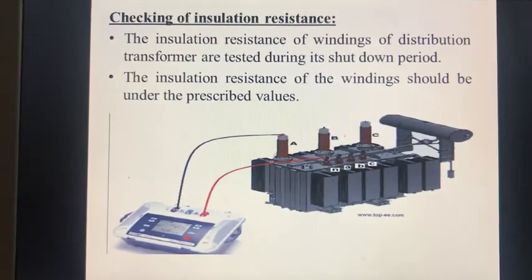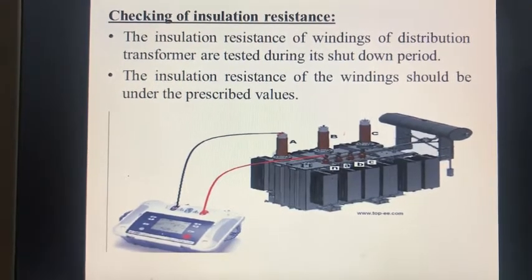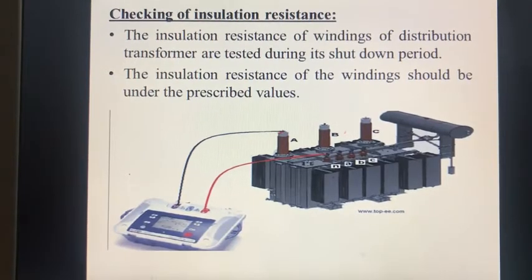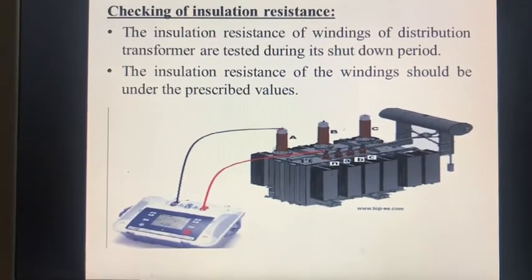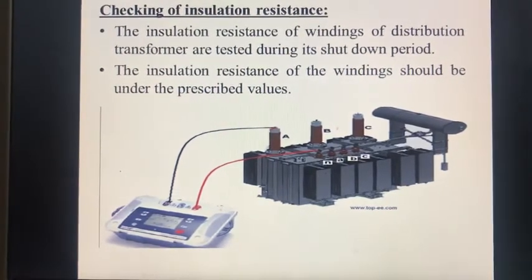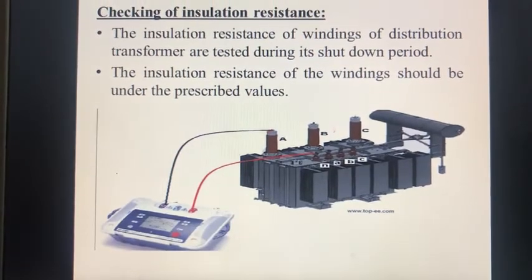Then is the checking of insulation resistance. Insulation resistance is checked between primary and secondary winding, between primary and earth, and between secondary and earth. It is done with the help of an insulation tester and the insulation resistance of the winding should be under the prescribed value. Here we can note that the insulation resistance of the windings should be tested during its shutdown period.